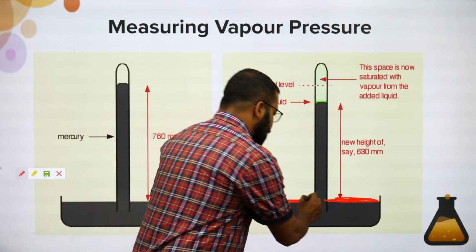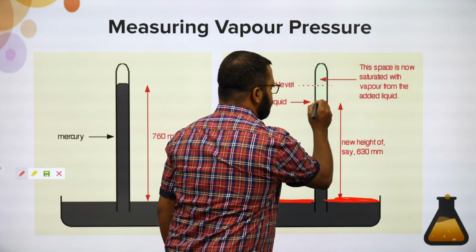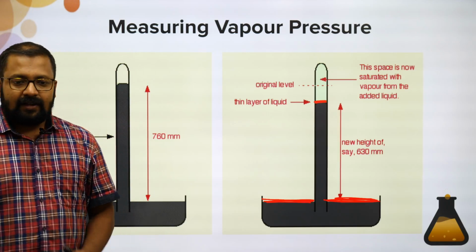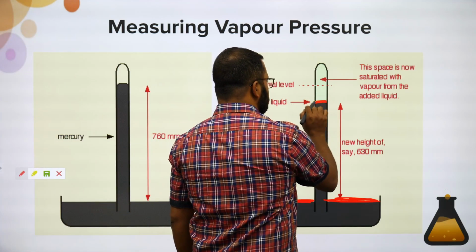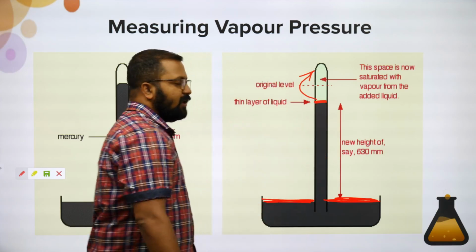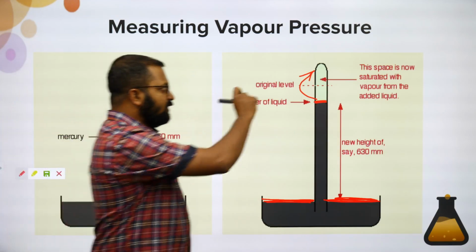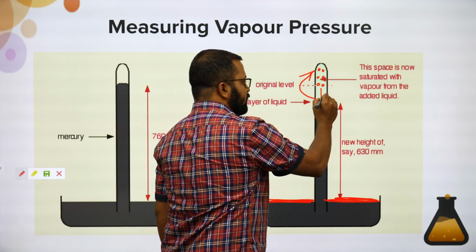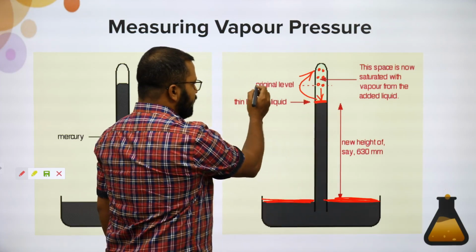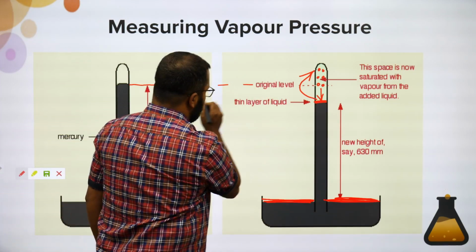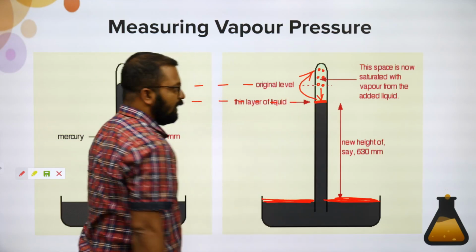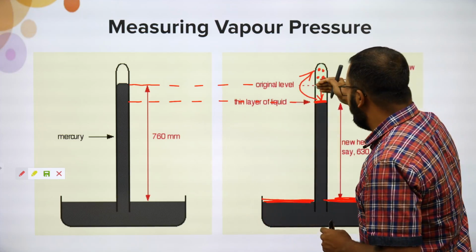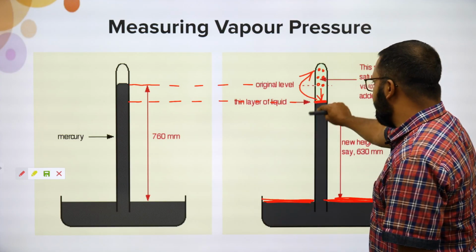fine. So this liquid will also come over here, and this liquid will evaporate. When this liquid evaporates, it will create some vapor molecules which will exert some pressure, and with respect to the original height, the height of the mercury level will change.